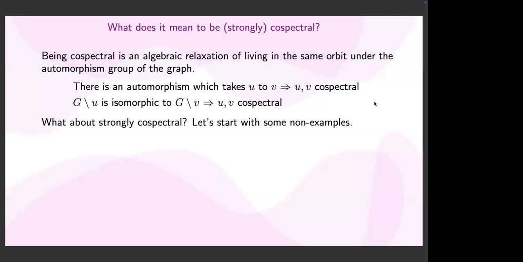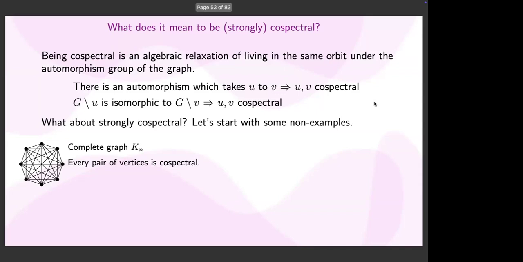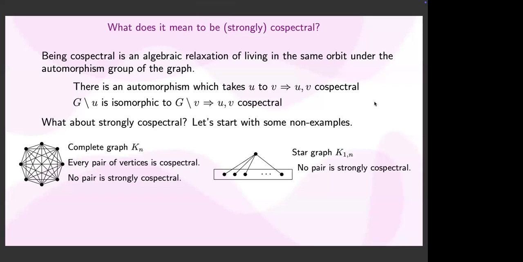So strongly cospectral is much more difficult if we think about it combinatorially in a graph. What happens with vertex transitive graphs? It depends. In vertex transitive graphs, every pair of vertices is cospectral. But they're not necessarily strongly cospectral. So the complete graph is a vertex transitive graph. Every pair of vertices is cospectral, and no pair of vertices is strongly cospectral. And you can also have the star graph, K_{1,n}. I think these vertices down here, they're all pretty similar to each other. And indeed, every pair is cospectral, and no pair is strongly cospectral.